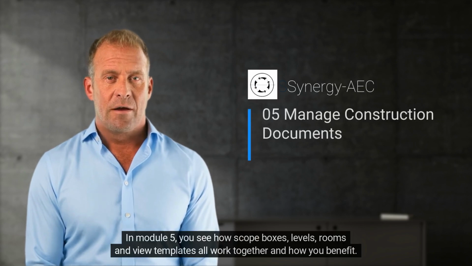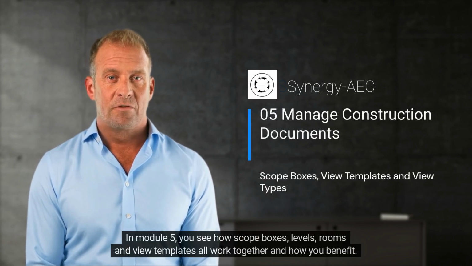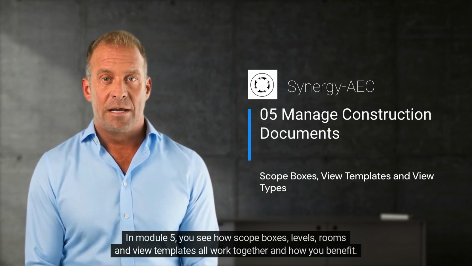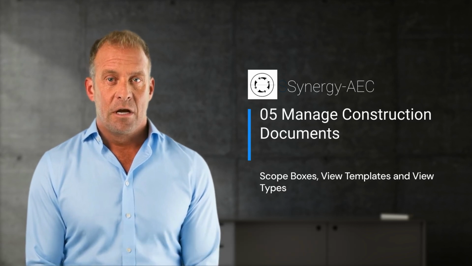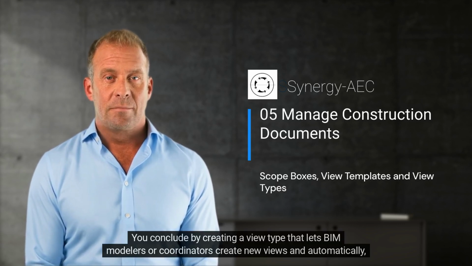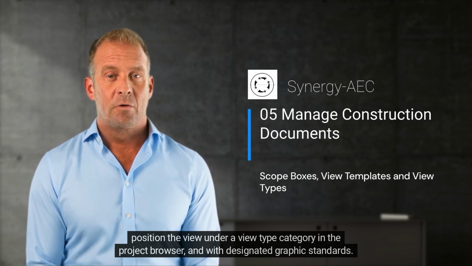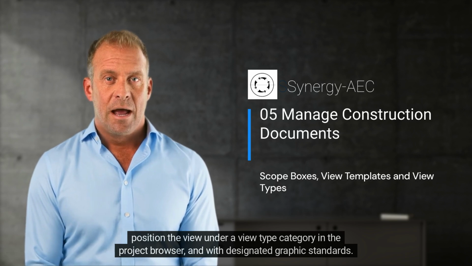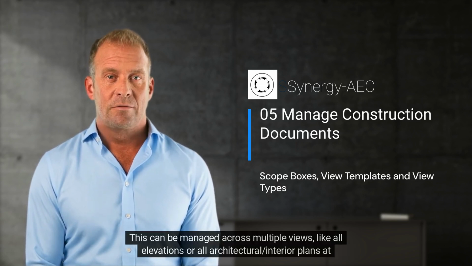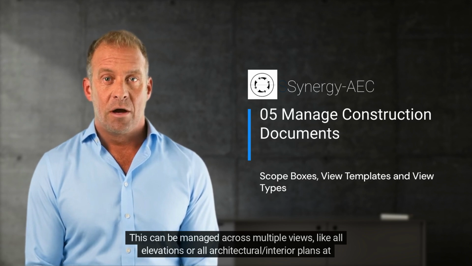In Module 5, you see how scope boxes, levels, rooms, and view templates all work together and how you benefit. You conclude by creating a view type that lets BIM modelers or coordinators create new views and automatically position the view under a view type category in the project browser and with designated graphic standards. This can be managed across multiple views, like all elevations or all architectural interior plans at a specific scale.